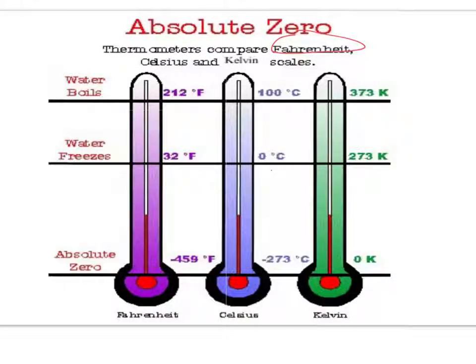And then, of course, if you look at 0 Kelvin, absolute zero, that would be negative 273 Celsius, and it would be negative 459 Fahrenheit.